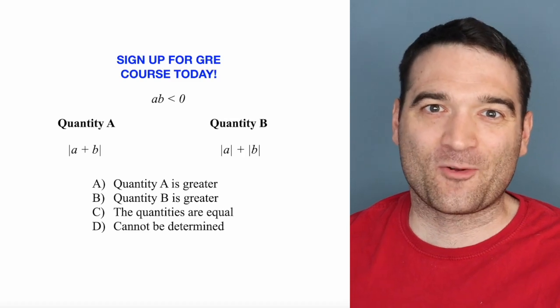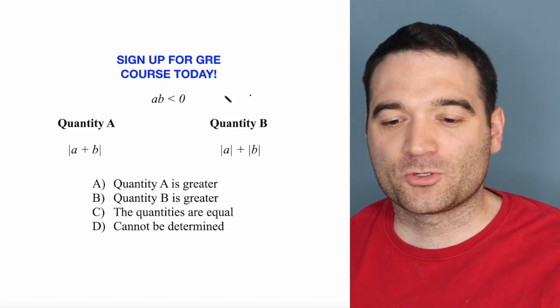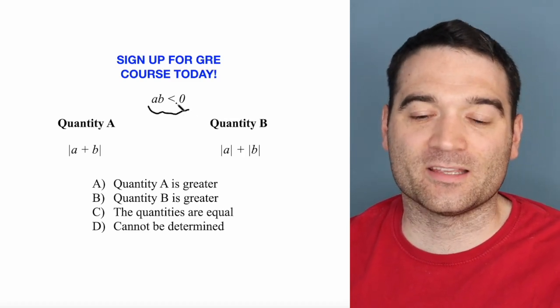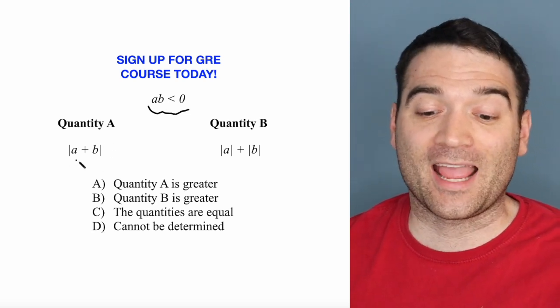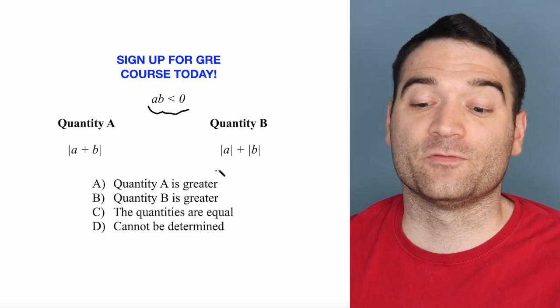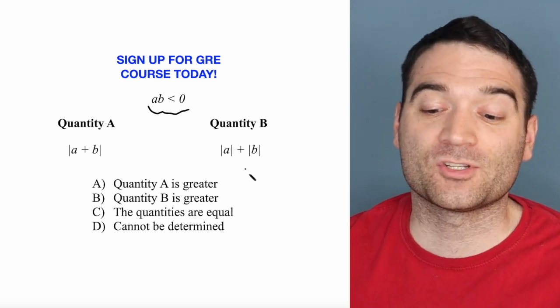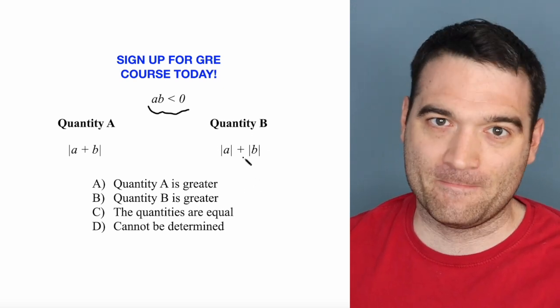Here's a GRE algebra question. Let's take a look. We're told that a times b is less than 0, and we want to know what's greater, the absolute value of a plus b or the absolute value of a plus the absolute value of b.